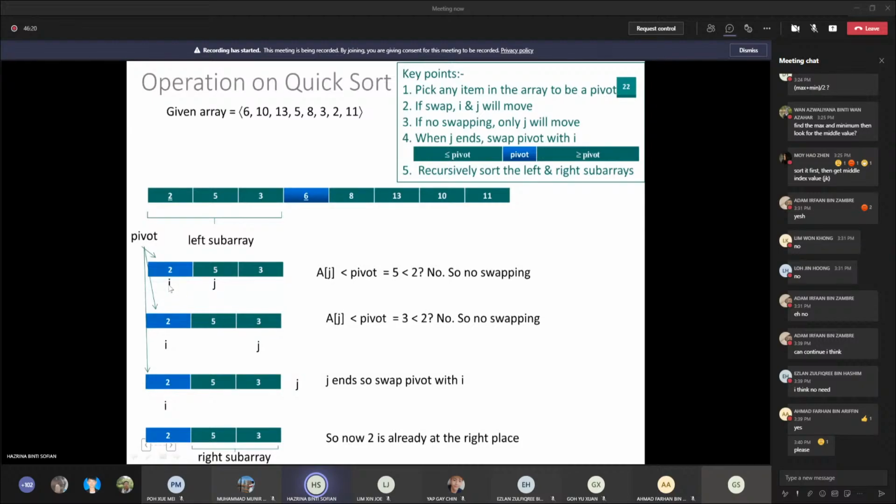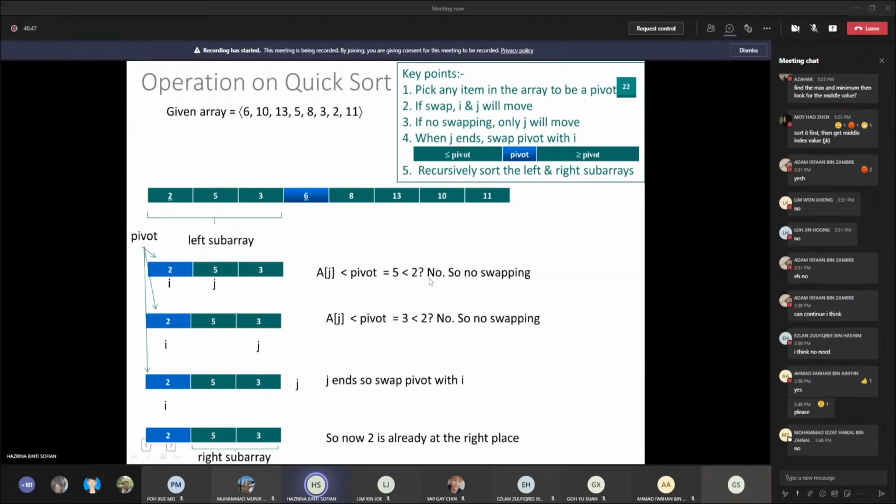Then as usual for quicksort, we initialize I to 0 and J to 1. So I is here, J is here. If A[J] is smaller than pivot, is 5 smaller than 2? No, right? Since no, we do not need to do the swapping. So only J will move. Therefore, J will become here.